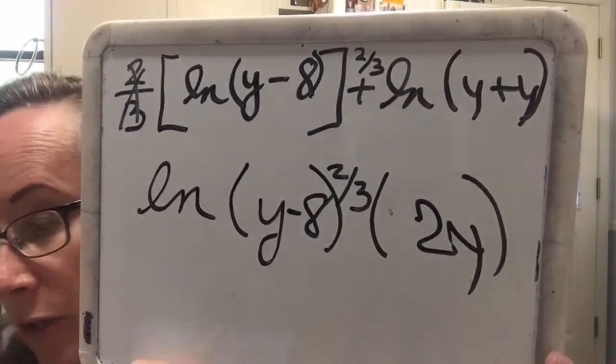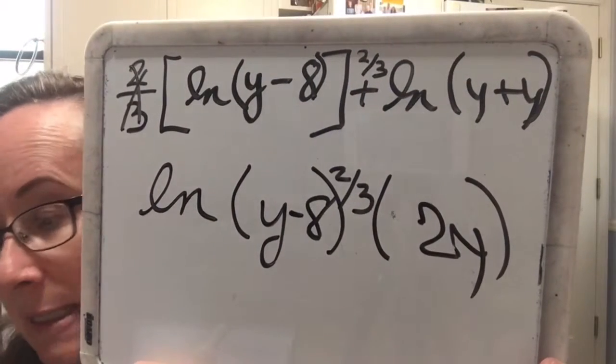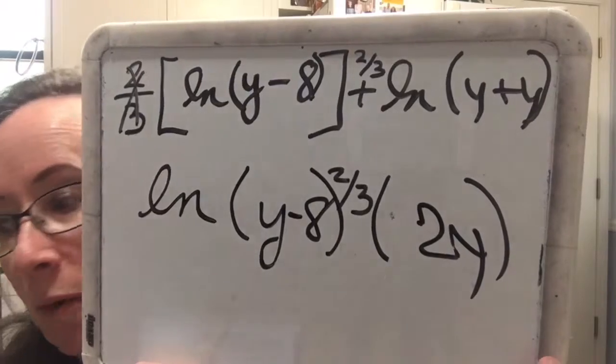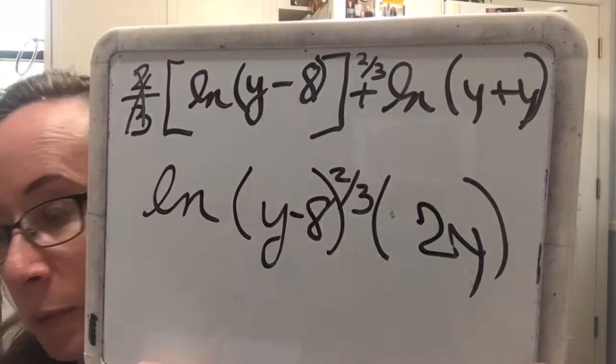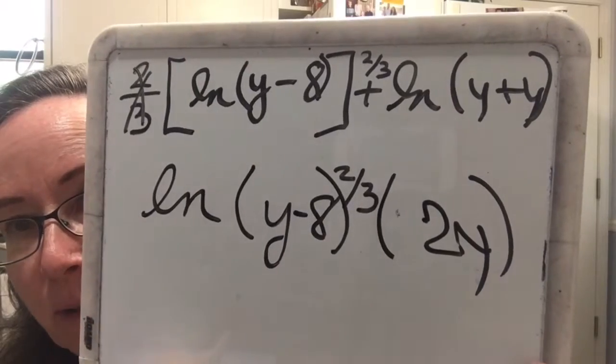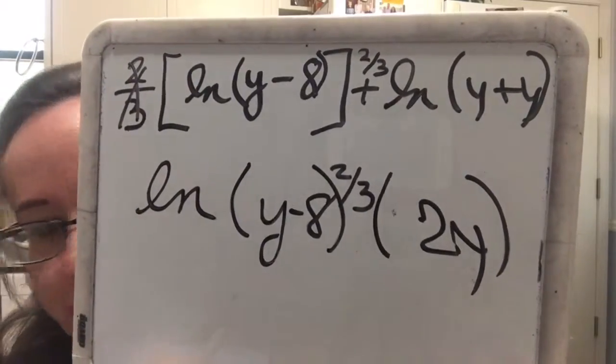So the book's answer was natural log of y minus 8 raised to the 2/3 times the y plus y. But I just put in a 2y instead of the y plus y, and both are correct. Okay, so that was number 12.